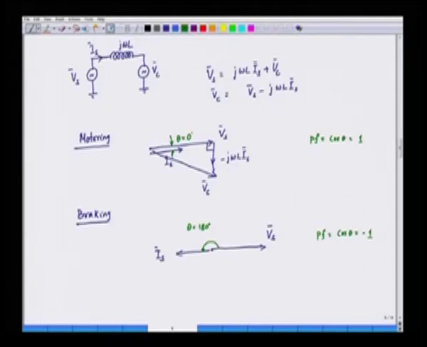Now, if we draw the phasor diagram for the braking situation, we will have the following phasor diagram. We have to find out what is minus j omega L Is. So, this is Is. Now, negative of this is lagging behind this. So, this is minus.